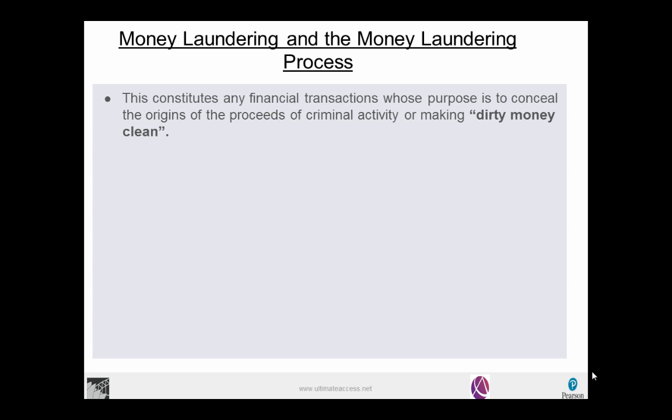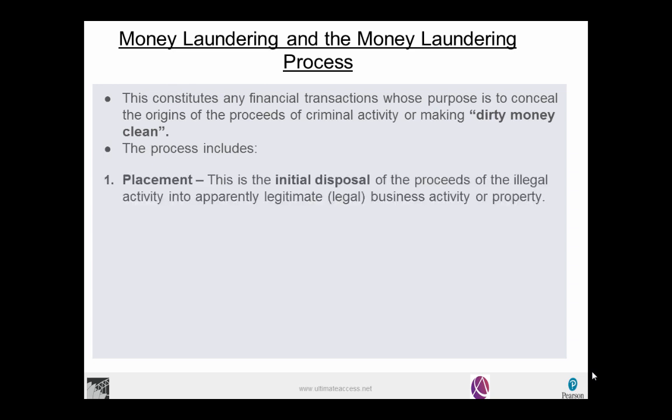But with more technical terms, this constitutes any financial transactions whose purpose is to conceal the origins of the proceeds of criminal activity. So some money has been made through criminal activity, and you're trying to hide the source of your money, because if people detect the source, then they might detect the criminal activity that you are doing. Now, the process includes placement, which is the initial disposal of the proceeds of the illegal activity into apparently legitimate business activity or property.